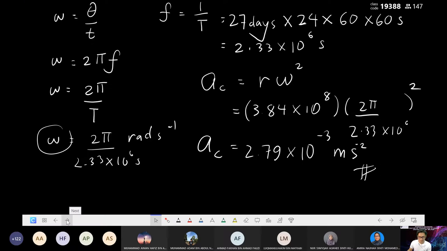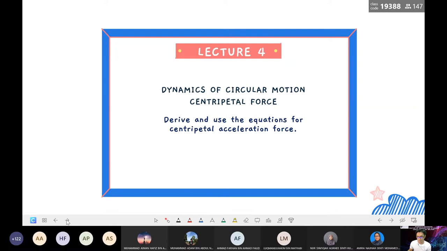Okay, thank you. Next, so hari ni dah belajar AC, dah faham what is centripetal acceleration. Jadi we will proceed our dynamics part of the rotational motion. I will introduce you guys with the centripetal force. And for today's lecture, we will derive and use the equation for centripetal force.